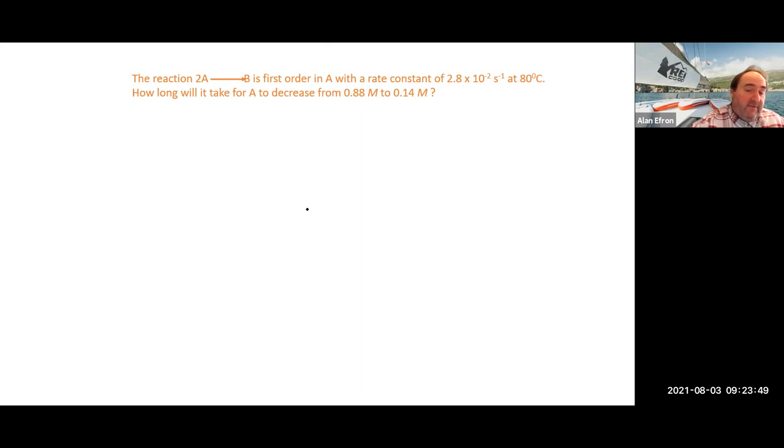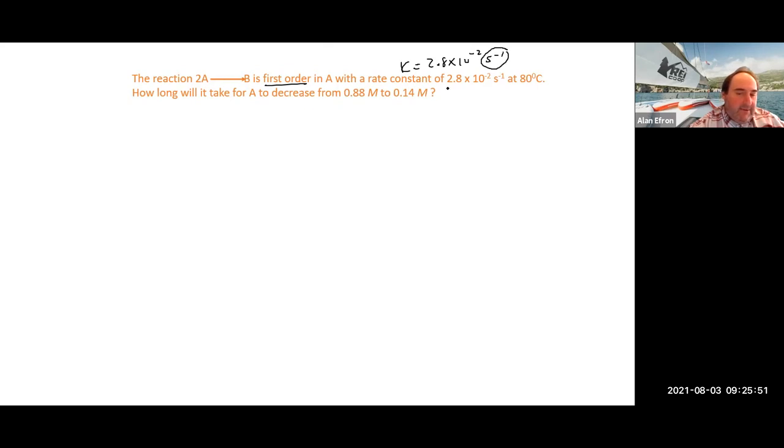This reaction is first order with a rate constant of 2.8 times 10 to the minus 2. How long will it take for A to go from 0.88 to 0.14 molar? So take a second, see what you come up with. Look here. So first off, it tells us it is first order. If it did not tell us it was first order, we do have the value of the rate constant given to us, which is 2.8 times 10 to the minus 2 reciprocal seconds.